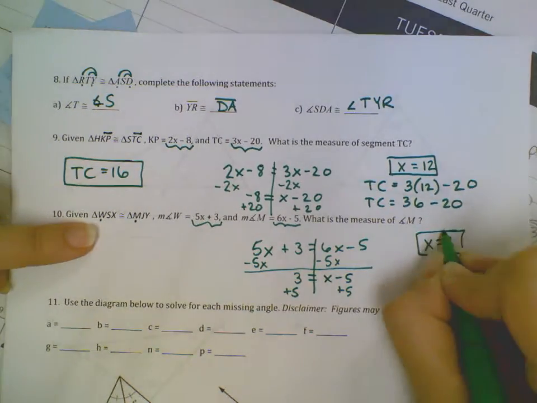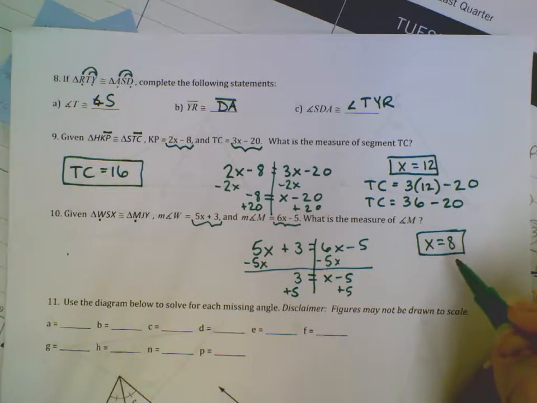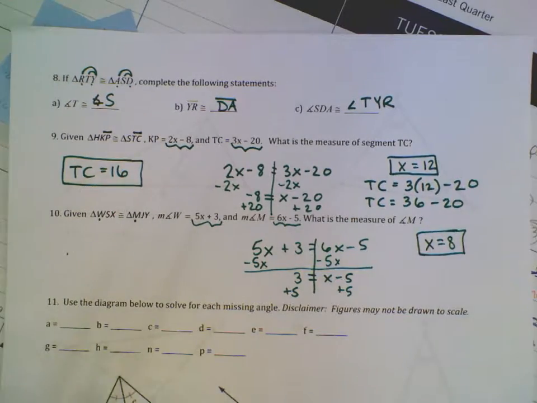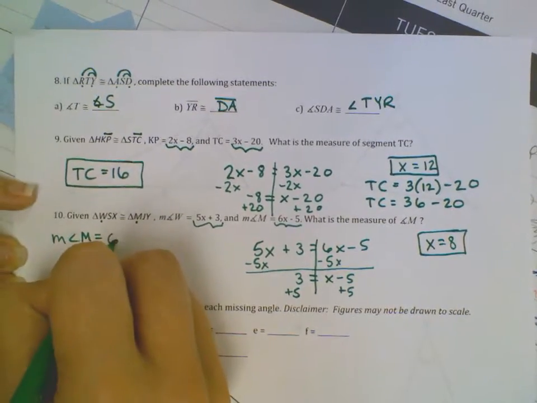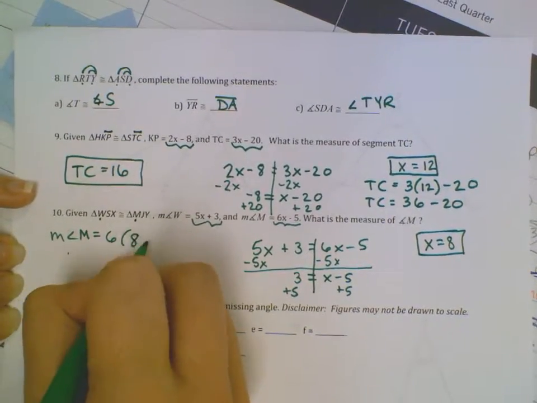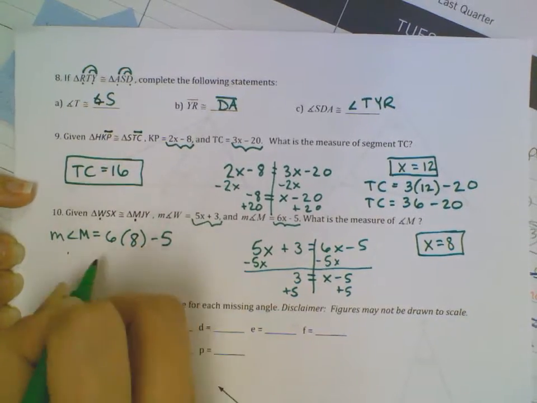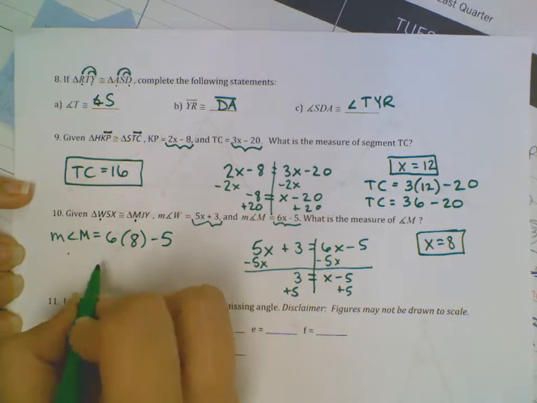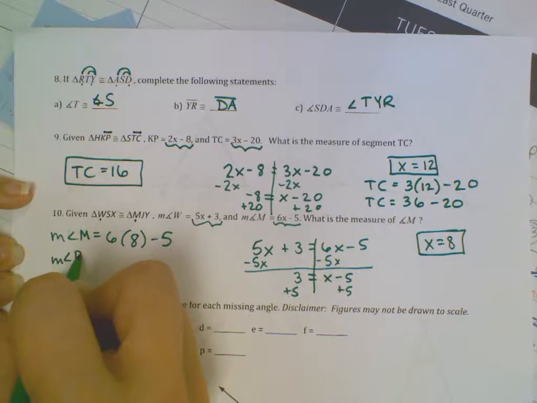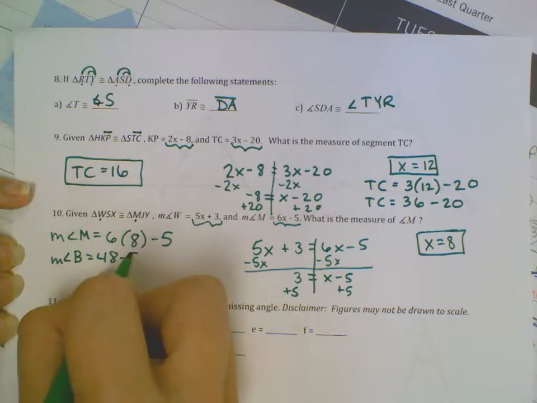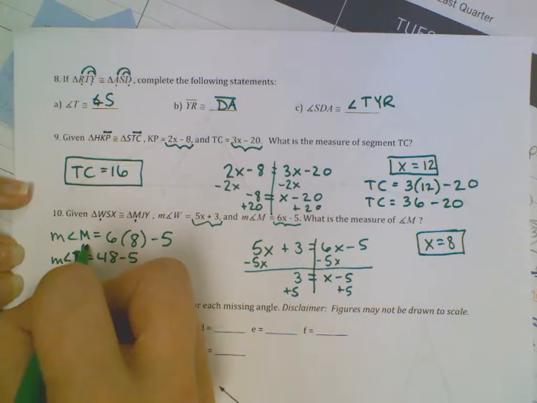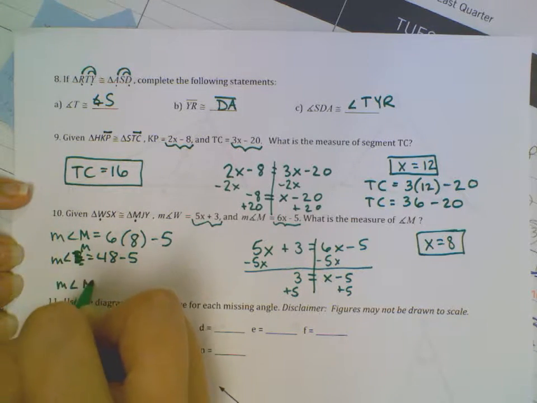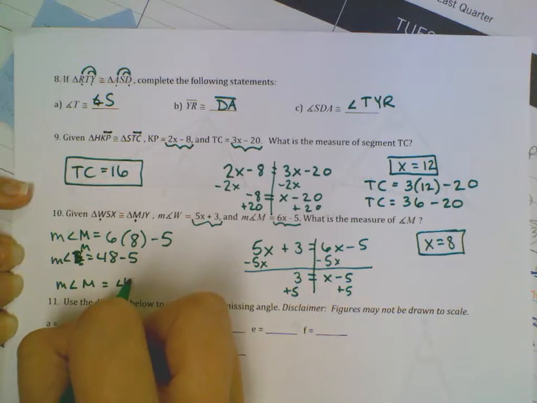Again, they're not asking me what x is equal to, they're asking me what the measure of angle M is equal to. So I'll substitute: the measure of angle M equals 6 times x, but we know x is 8, minus 5. 6 times 8 is 48, so the measure of angle M equals 48 minus 5. Oh, why did I write B? I'm sorry, that needs to be an M. So the measurement of angle M is equal to 43 degrees.